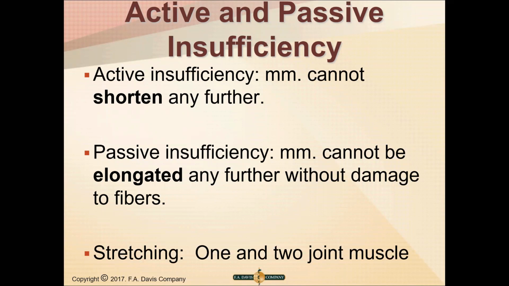So active equals shortening, right? So with the biceps, that would be up into flexion, right? And shoulder flexion. Passive insufficiency, the muscle cannot be lengthened any longer. At that point, we're talking about the biceps being extended, right? So the elbow's fully extended and the shoulder goes into extension.